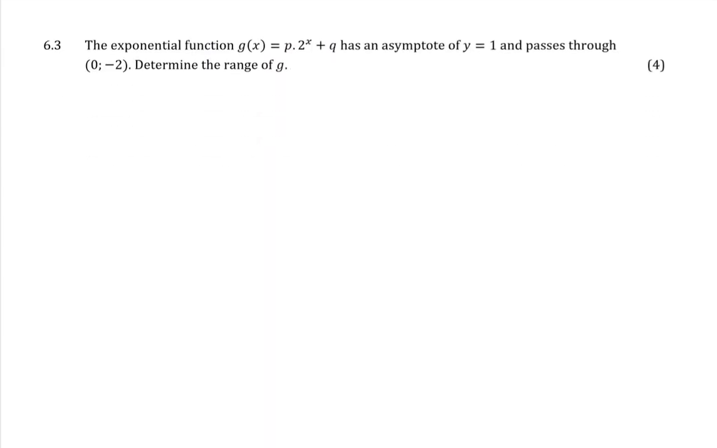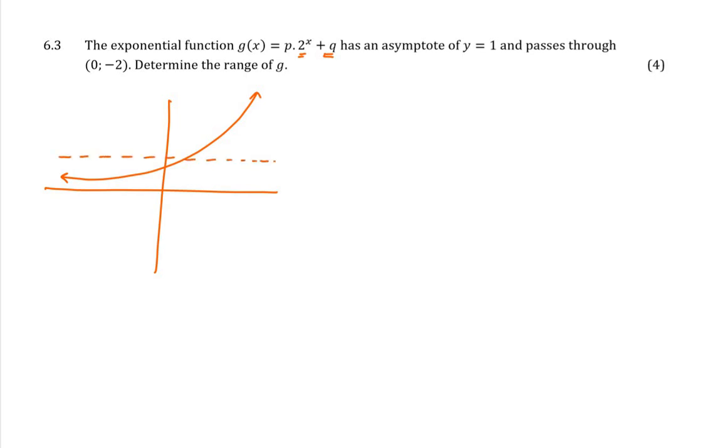Right, I think this is the last question, 6.3. It says, the exponential function, which is given to us, it's told me I have a base of 2, which immediately means if I just quickly draw it, it means I do that. I'm increasing. I don't know what q is, so I could have moved up or down. Now it says it has an asymptote at y is equal to 1, which clearly means my graph must have moved up 1. So actually my graph needs to look like that. It also says it passes through the point 0, minus 2.